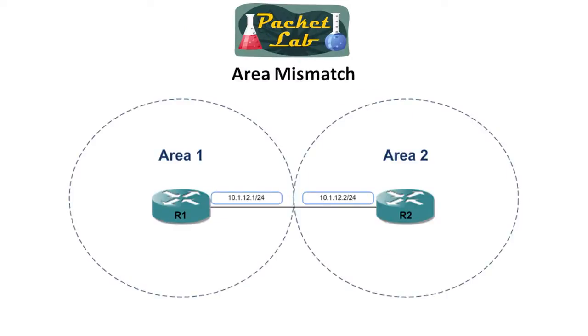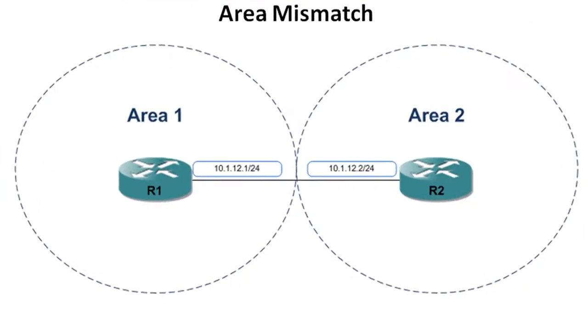And from this diagram, it's pretty easy to see that we have a problem here. If you are aware of the importance of areas within OSPF, you know that interfaces on both sides of an OSPF link have to be in the same area. In this case, R1 is in area 1 and R2 is in area 2. So they're going to have an area mismatch, and that means they're not going to establish a neighbor relationship between those 2 devices.